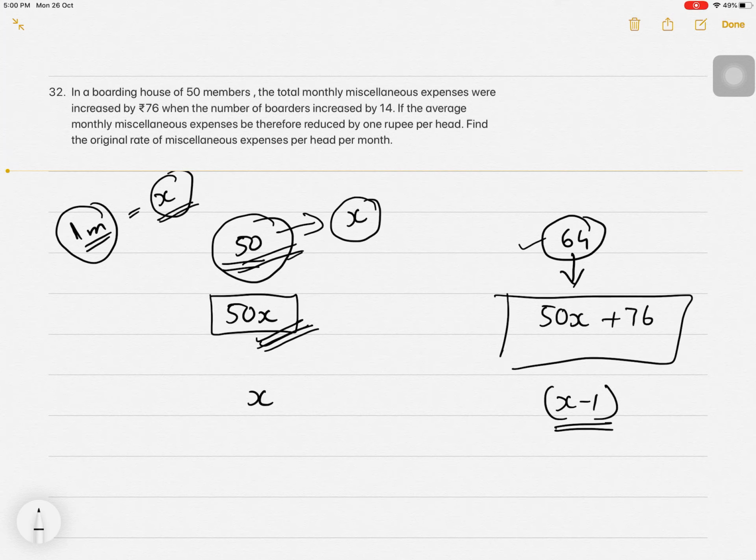Okay, this X minus 1 is the expense for one member. If the average monthly miscellaneous expense is reduced by 1 rupee per head, and we have assumed that expense for one member is X. So when there were 50 members, expense for one member was X. When there are 64 members, expense for one member is X minus 1. Find the original rate of miscellaneous expenses per head per month. You have to find the value of X.